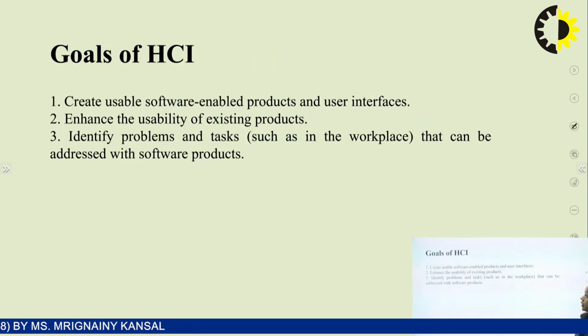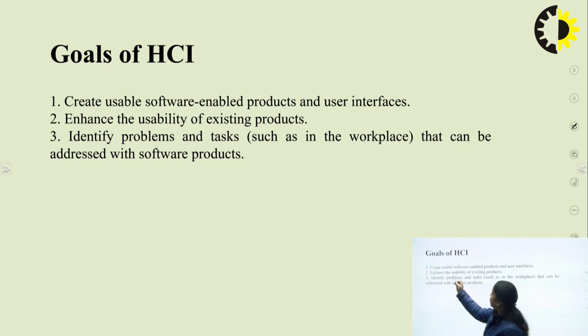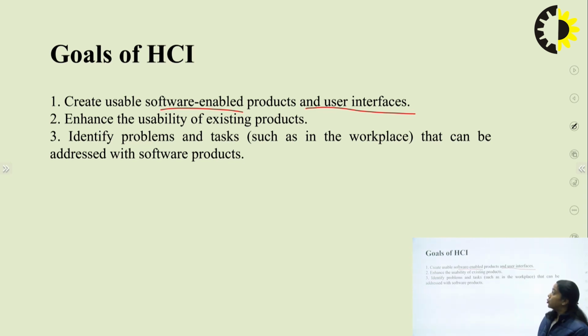Next is the goal of the SCI. What are the goals to be fulfilled by the SCI? First, to create usable software which enables the product and the user interface both. That means the product needs to be accessible and the user can easily interface with it. Second goal is to enhance the usability of existing products. That means the existing product needs to be used more and more. It should not be that if we require any updation or advancement in our technology, we need another different product. The existing product should be more usable.